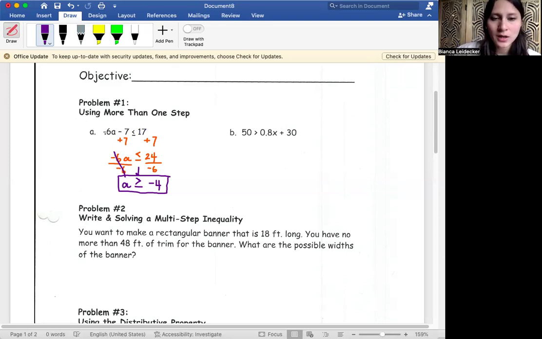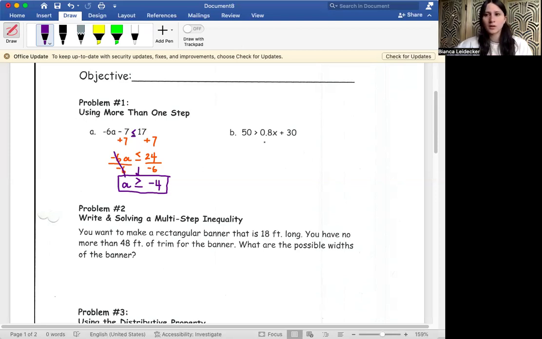So negative 6 times 1 would be negative 6. And negative 6 minus 7 would be negative 13. And that is, in fact, less than or equal to 17. So that is a true number sentence.